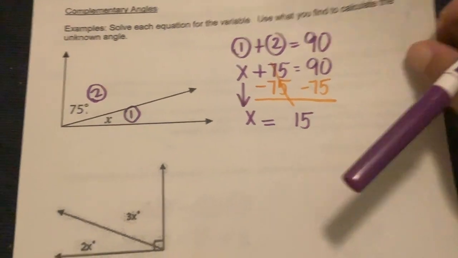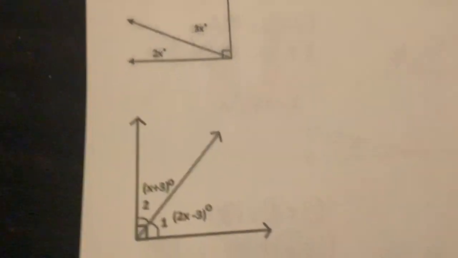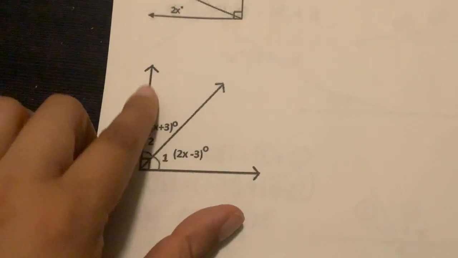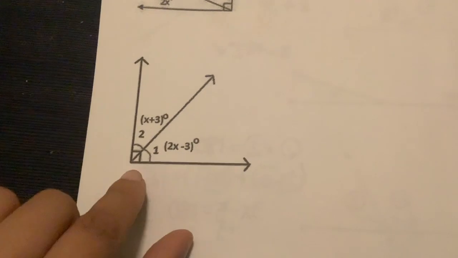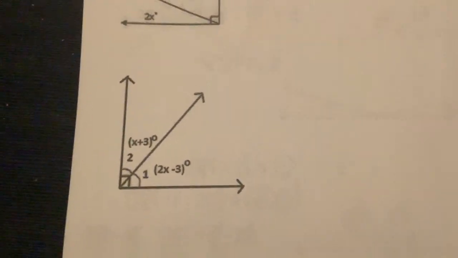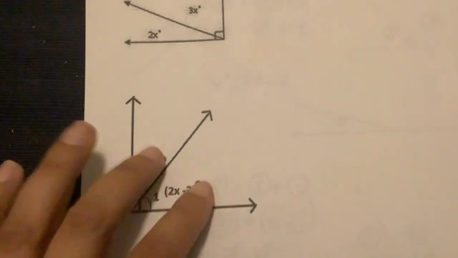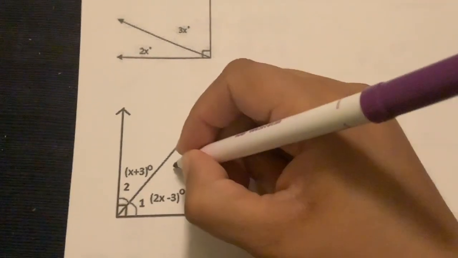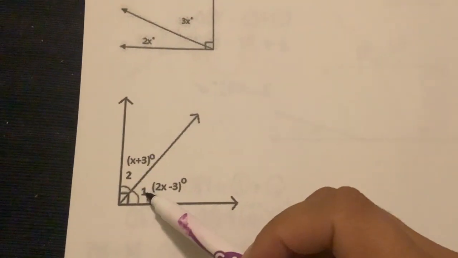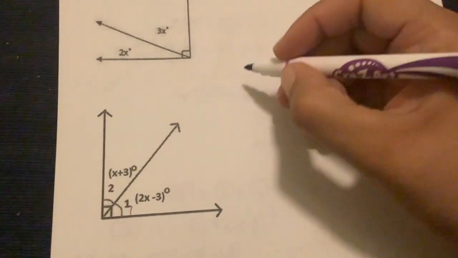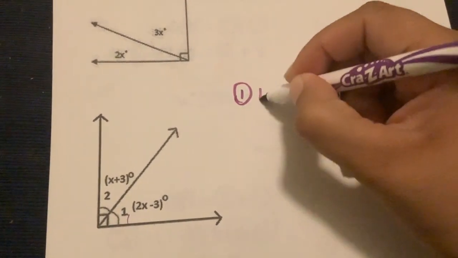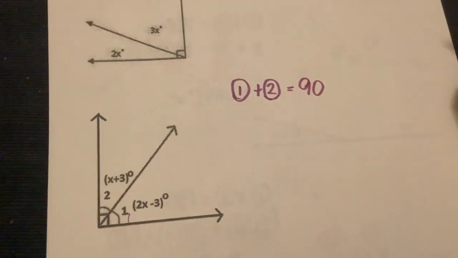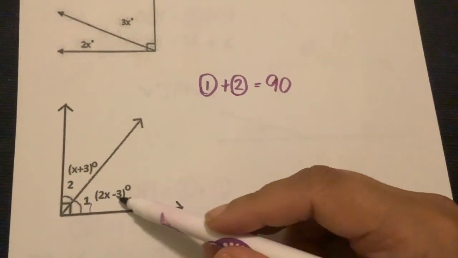Okay, let's do a little challenging one, okay? This is still complementary. Why? Because I have a right angle. You see the little square in the corner? Right angles, they make complementary angles where they add to make 90. So again, they already labeled 1 and 2 for us. So, all right. 1 plus 2, that measure is supposed to give me 90. Cool. So let's rewrite it.